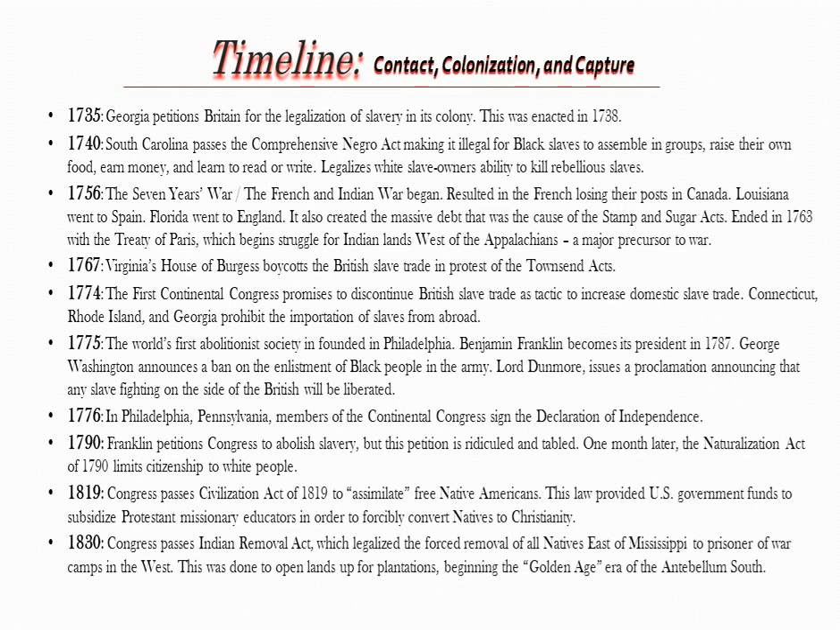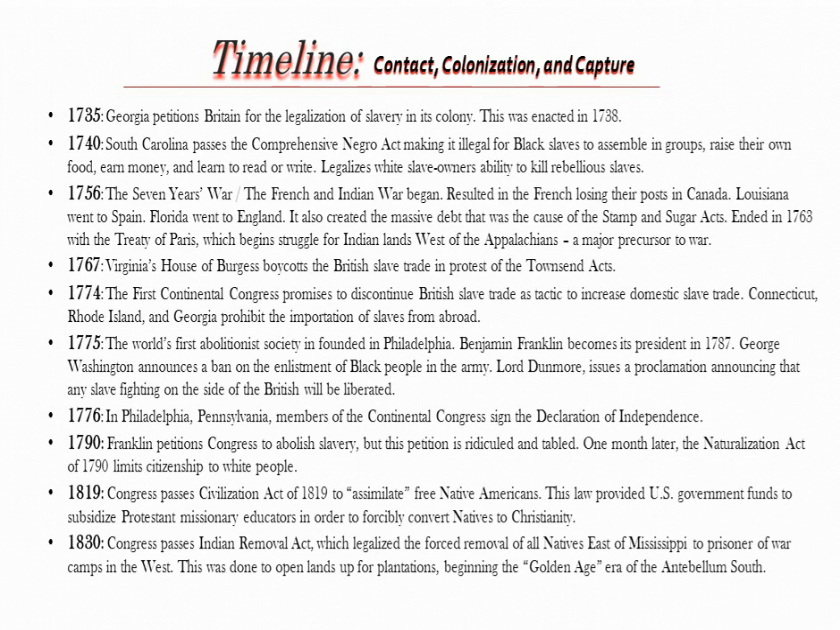In 1775, the world's first abolitionist society was founded in Philadelphia. Benjamin Franklin would later become its president in 1787. But in 1775, George Washington was the general of the Continental Army. He caved to pressure from Southern planters and announced a ban on the enlistment of all black people in the Army. Meanwhile, Lord Dunmore issued a proclamation announcing that any slave fighting on the side of the British will be liberated. This winds up having a huge impact, as we will later see.